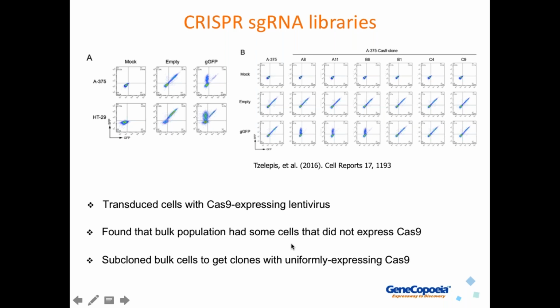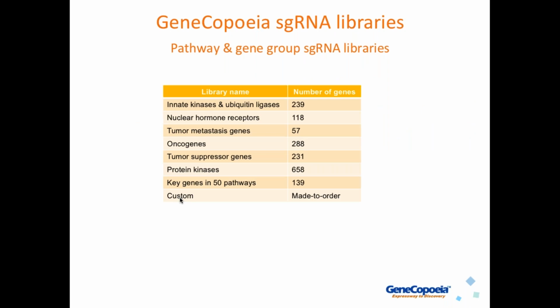So because of results like this, we strongly recommend that you first establish a Cas9 stable cell line and then go forward with your single guide RNA library screens. Now, of course, again, you can either establish these cell lines yourself, or you can purchase from one of our many pre-made Cas9 stable cell lines.